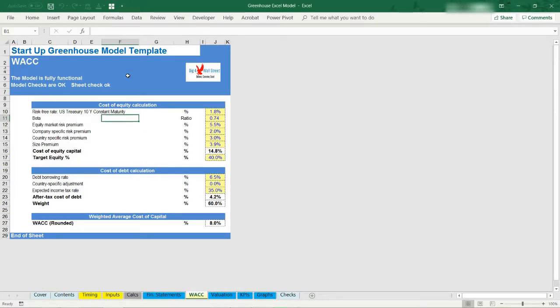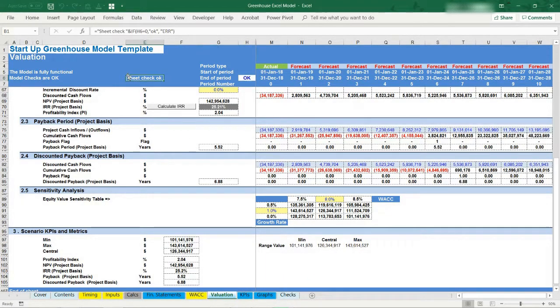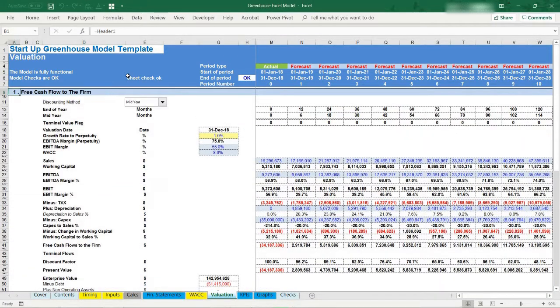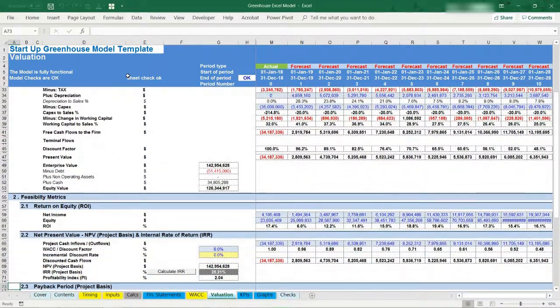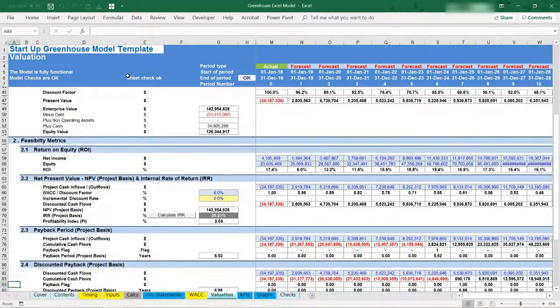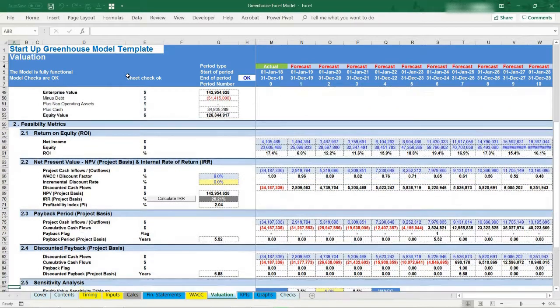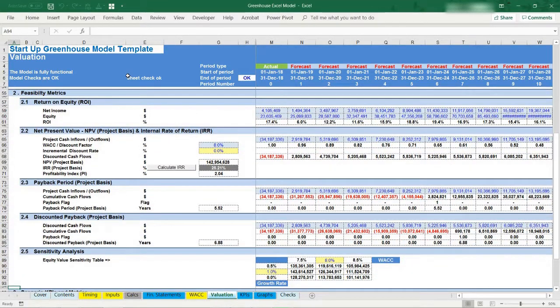In the Valuation tab, valuation is performed by using the free cash flow to the firm method. Additional investment appraisal metrics are calculated, such as return on equity, net present value, internal rate of return, payback period, and sensitivity analysis. In order to update the valuation you need to enable macros and press the Calculate button.